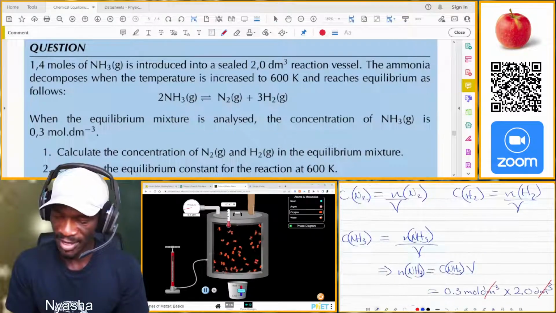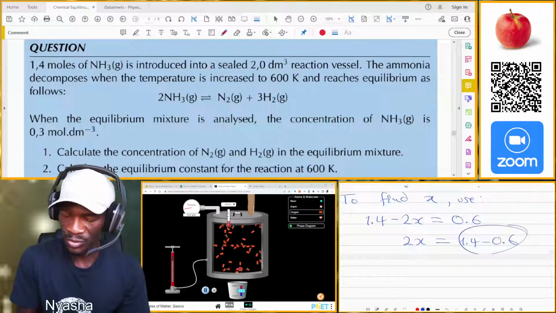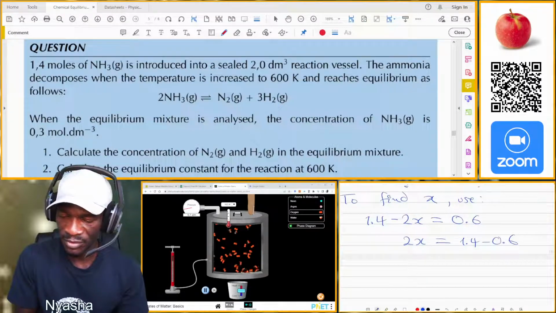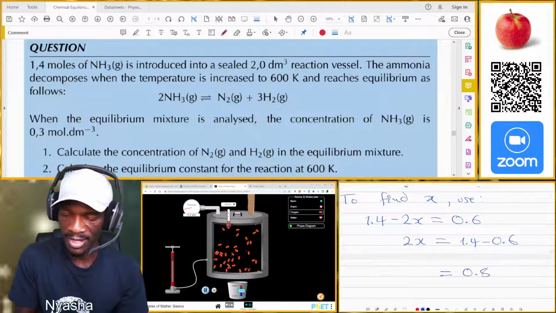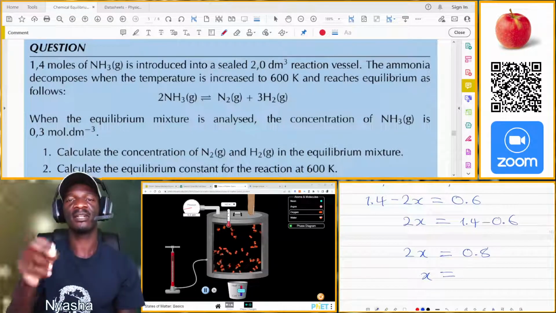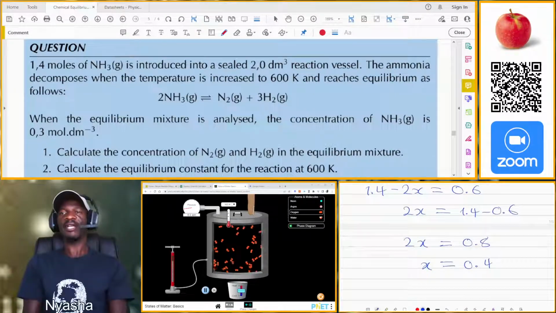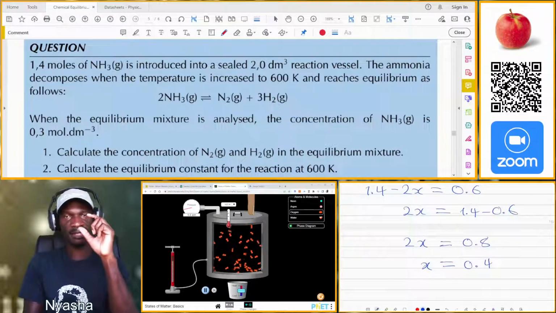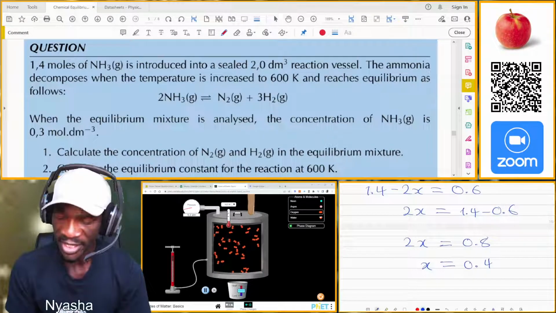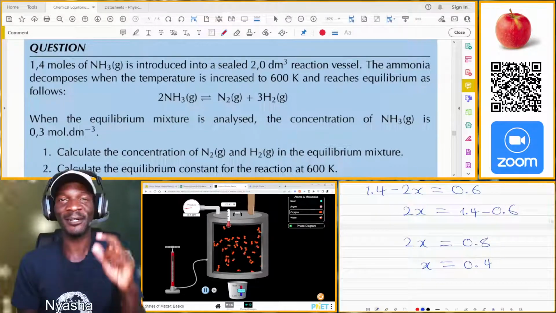So what is the next step? You already have this equation. Your next step is to do your mathematics. What is 1.4 minus 0.6? That should give you 0.8, and that's your 2x. This means your value of x is equal to 0.8 divided by 2, which is 0.4. So that's your value of the unknown x, a coefficient that is representing the change in number of moles. Now that you have x, you can go back to the Rice diagram.